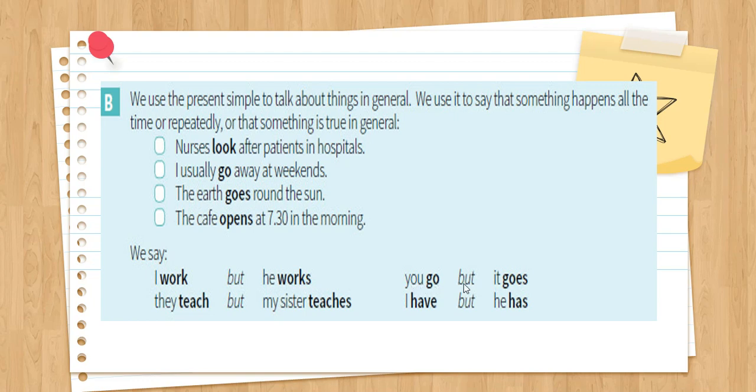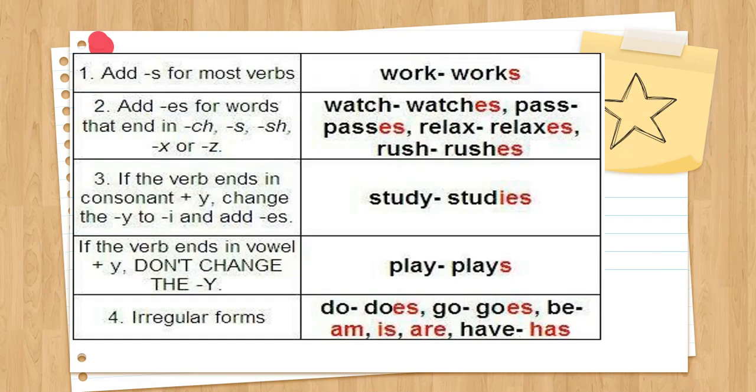But if you use the pronoun you, then the verb remains the same. You go, but it goes. They teach, the verb remains the same. Teach, they teach. But my sister teaches. My sister teaches. Okay, we need to add an E and an S, okay? I have, but he has. He has. Okay, let's see the different rules.